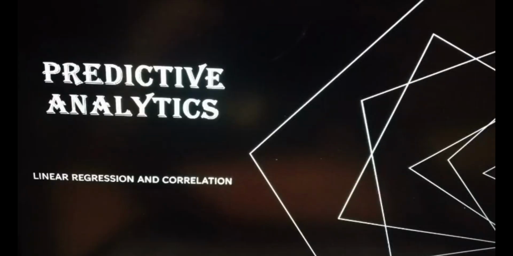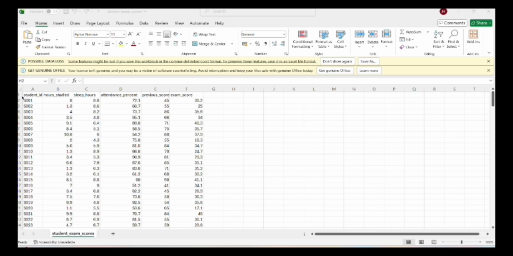In this video, I will demonstrate predictive analytics, linear regression, and correlation analysis. Linear regression is used to predict a value based on the relationship between variables, while correlation analysis measures the strength and direction of the relationship between two variables. We have a data set about student exam scores that include student ID, hours studied, sleep hours, attendance percent, previous score, and exam scores.